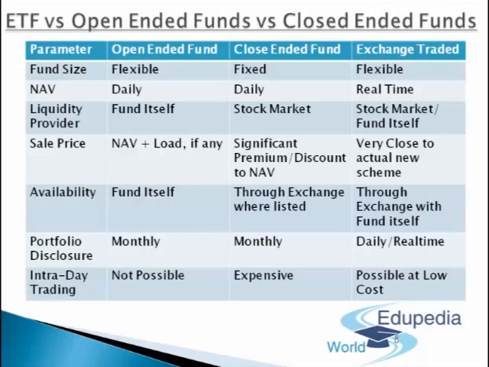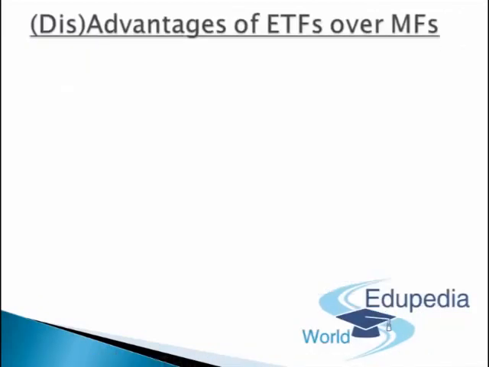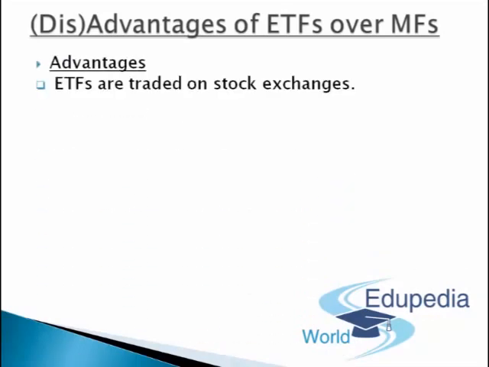So guys, that was about the difference between an exchange traded fund, open-ended funds, and closed-ended funds. That's the last thing I'll be discussing on this topic: the advantages and disadvantages of ETFs over mutual funds. One has to finally decide which option to go for and which one not to. So it's always better to have your advantages and disadvantages by your side while you judge and evaluate the options. So the advantages are simply that ETFs can be traded on stock exchanges, whereas mutual funds cannot.